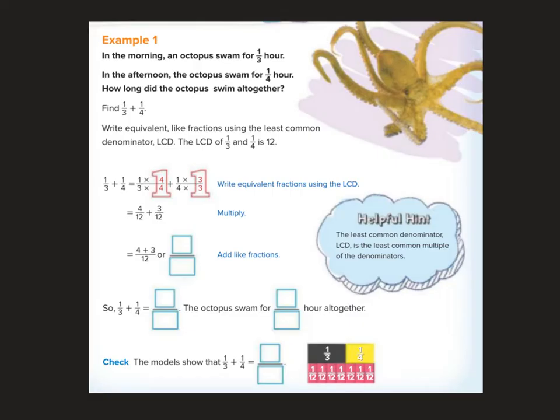In the morning, an octopus swam for 1/3 hours. 1/3 of an hour. In the afternoon, the octopus swam for 1/4 of an hour. How long did the octopus swim altogether?